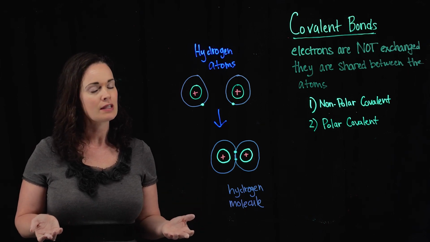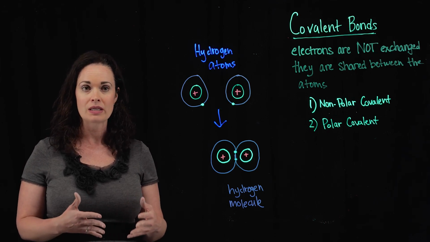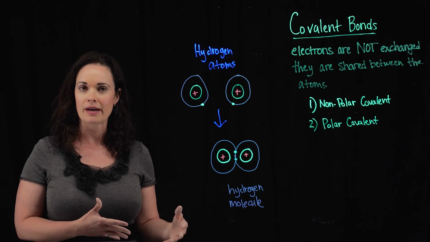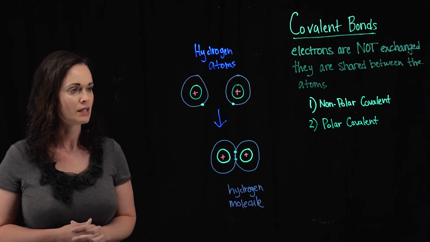The other type of covalent bond is what's known as a polar covalent. The difference with that one is electrons are shared, but they are not shared equally. And so I've got another video coming up that's going to introduce you to the polar covalent bonds.